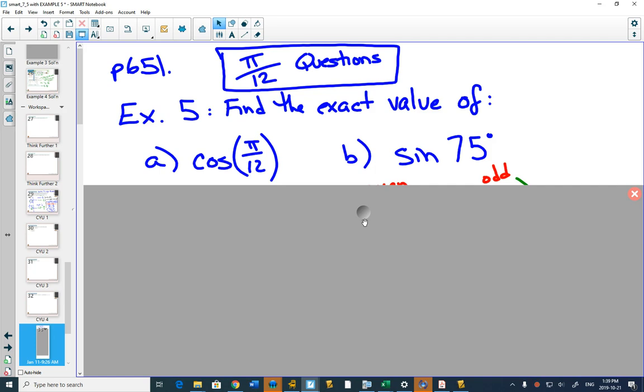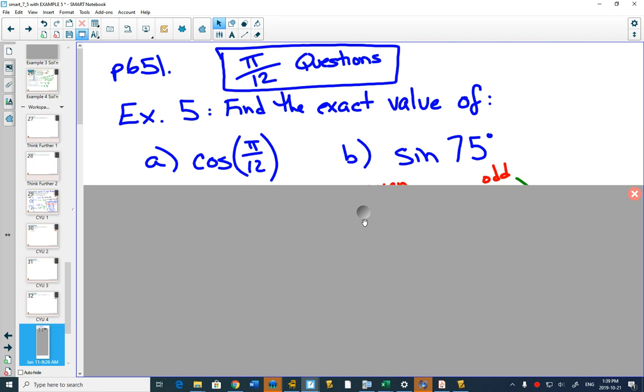I would actually start on page 650 underneath the study note, because we're going to use this for another type of common question that comes up, called pi over 12 questions.